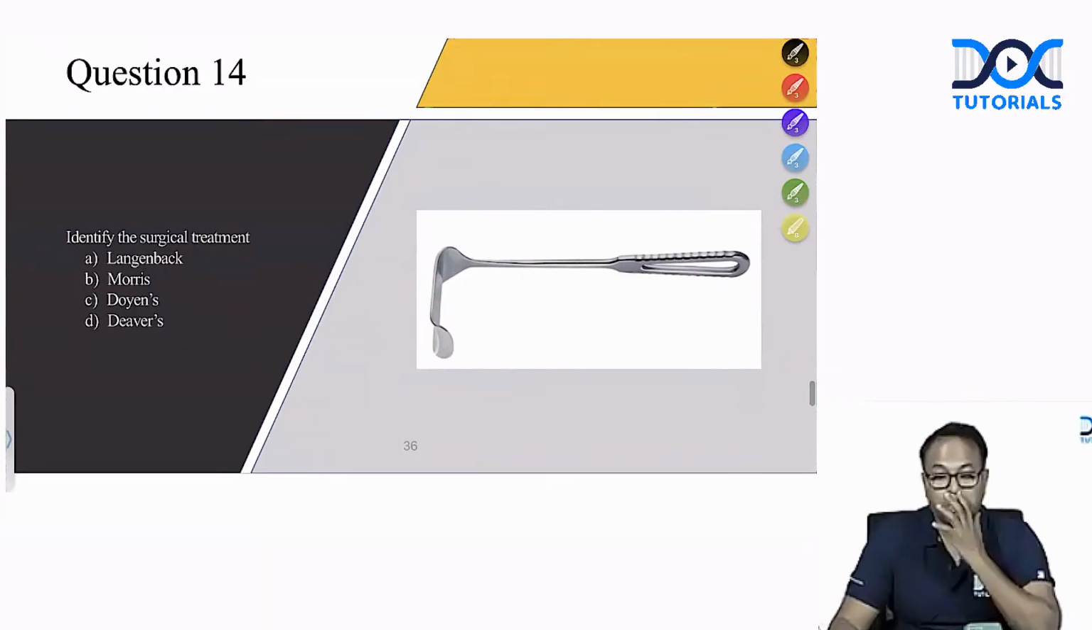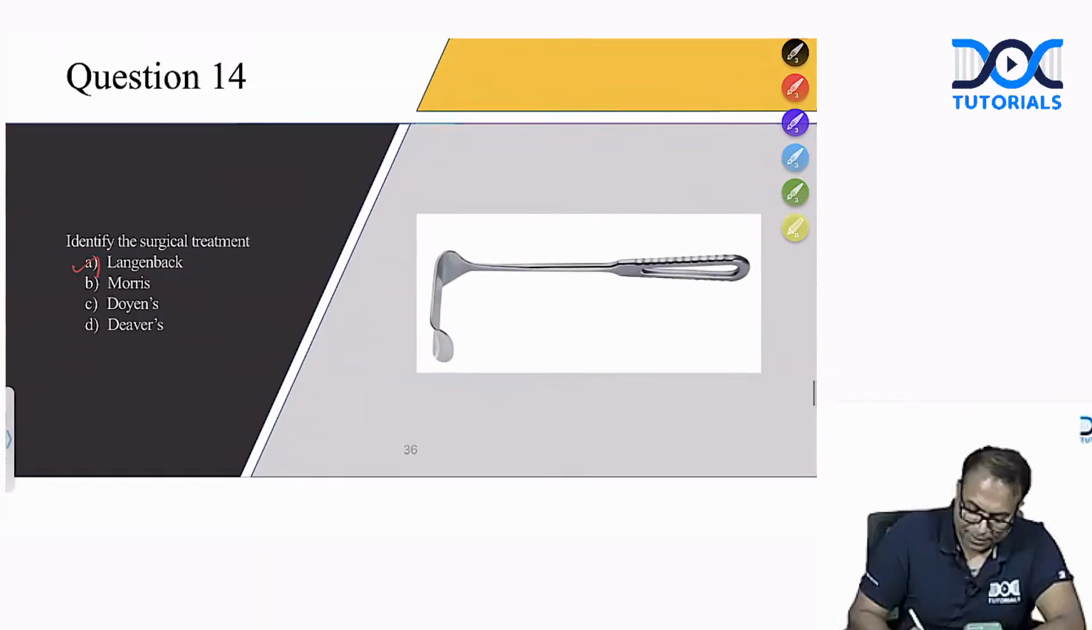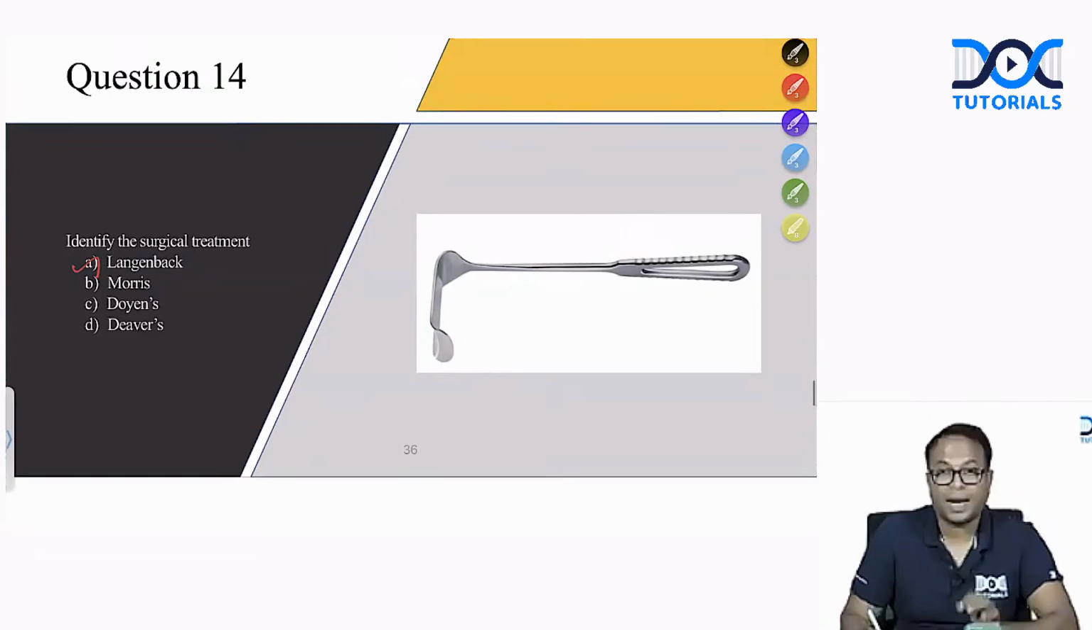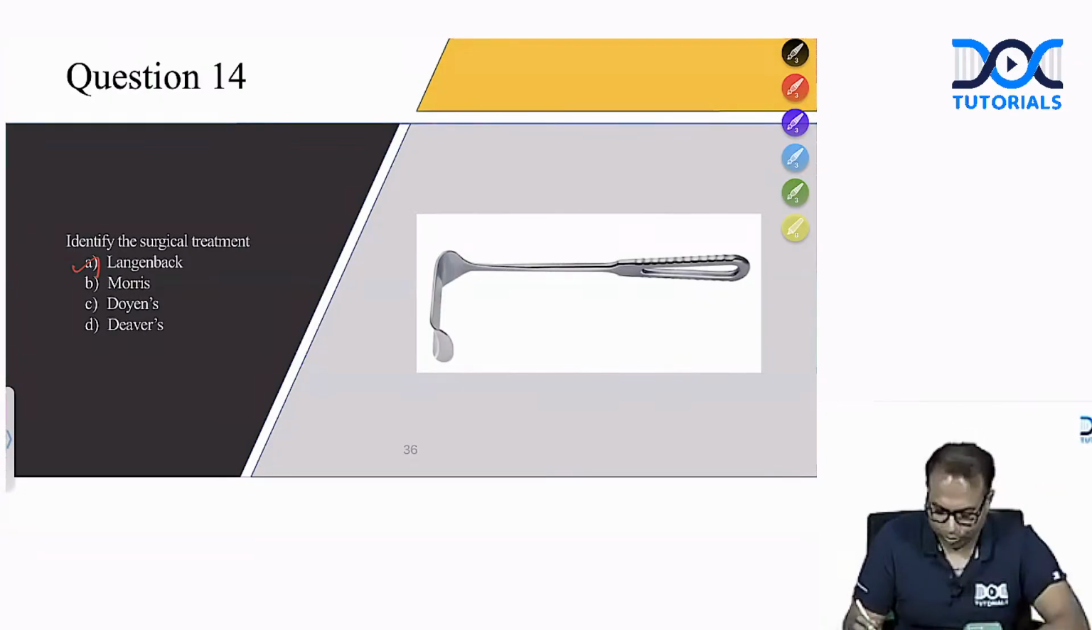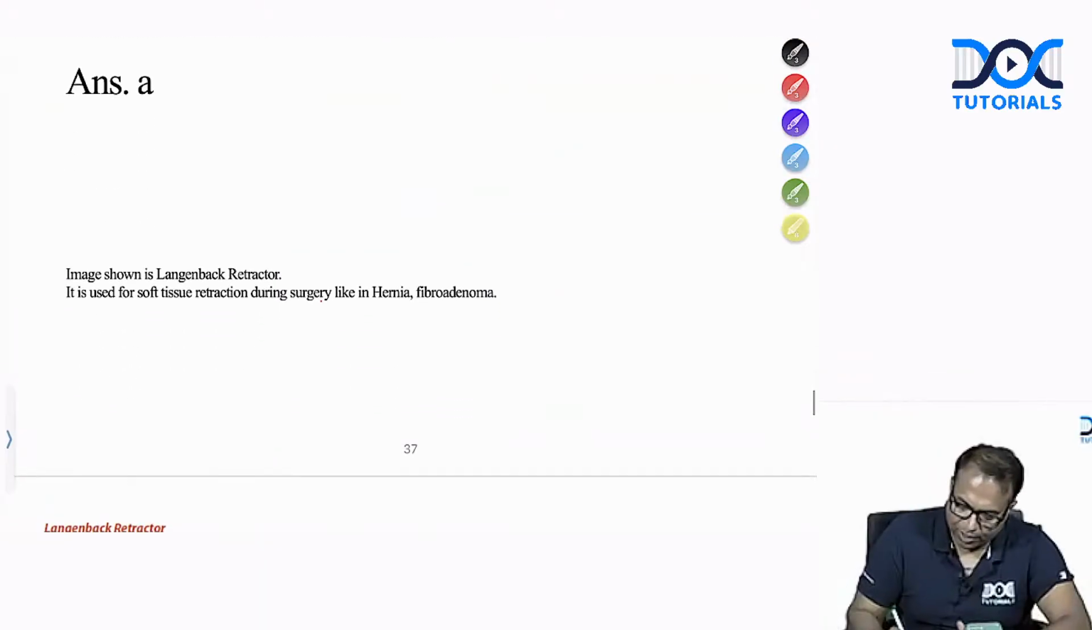Straightforward, simple question. Don't make a mistake. This is a Langenbeck's retractor. Langenbeck's is a retractor for small tissues like hernia, thyroid. When you do surgeries, we use this Langenbeck retractor. I hope that you know the answer. So this is used for retraction during hernia or fibroadenoma.